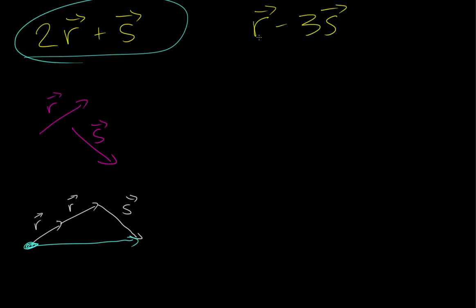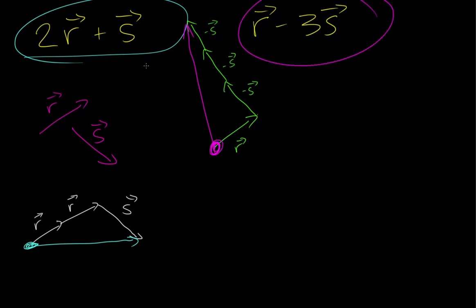If we do this, if we start with 1R, and then S normally goes in a down and to the right direction, but this is negative, and we need to do 3 of them. This is our R, this is negative S, negative S, negative S. So the answer, we go from the beginning to the end, and that's going to represent that vector.